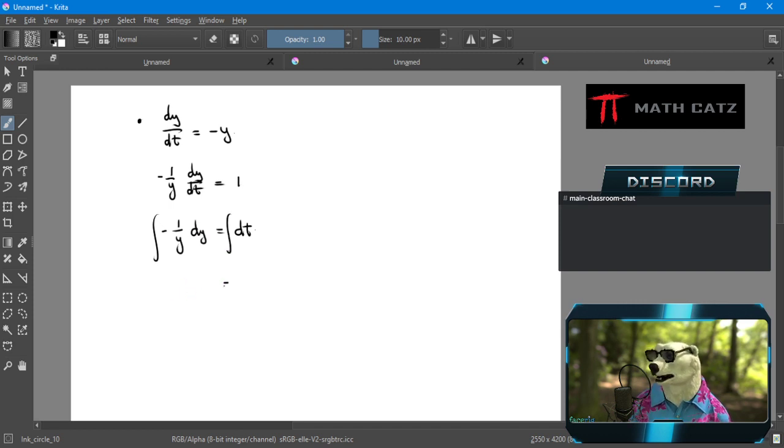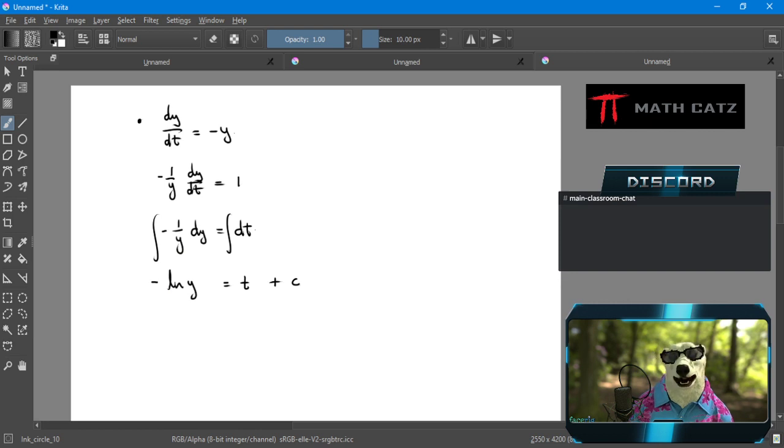Now the right-hand side is going to be super easy, right? It's just the antiderivative of 1 with respect to t. It's just t. And I'll put the constant there now before I forget. The left-hand side, I keep the negative out of it. 1 over y with y as the variable. I have to forget what y actually means. I just see the left-hand side in isolation. It's the natural log of y.